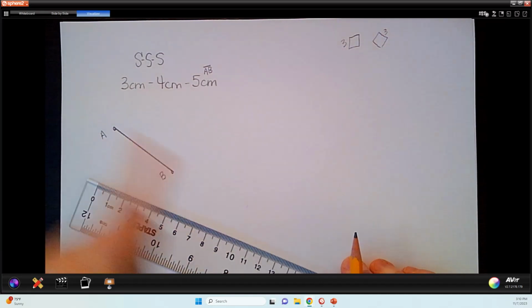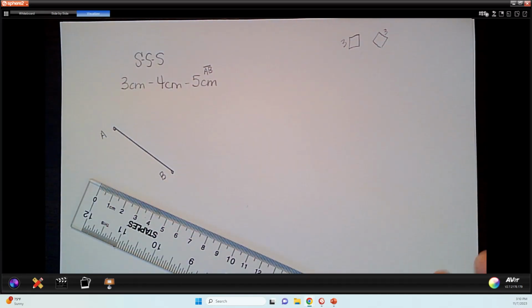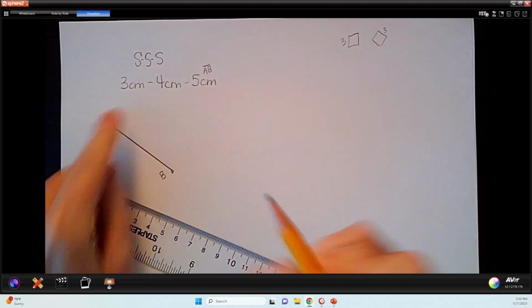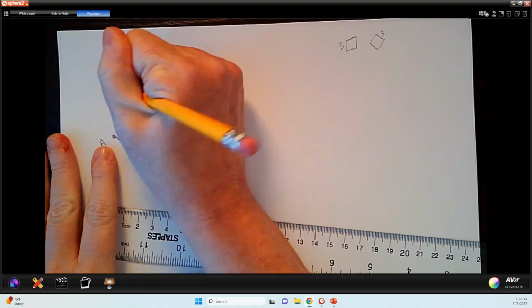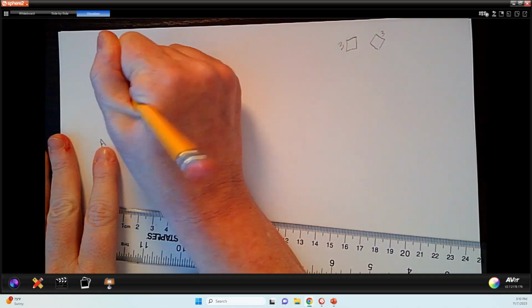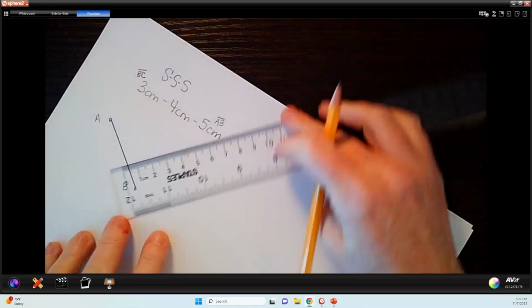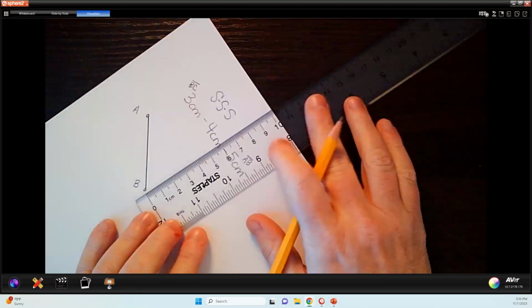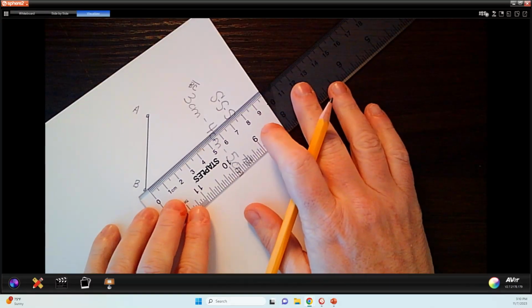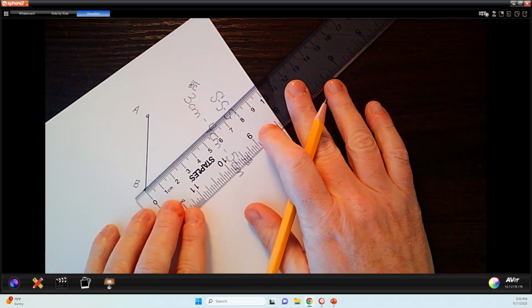Now, I have to make a 3 or a 4. Again, it doesn't matter which one you go to next. I'm going to go with the 3 next, and this one's going to be BC. Okay, I'm going to go from BC, and I'm going to make that one 3 centimeters. Now I know my last one is going to have to be 4.